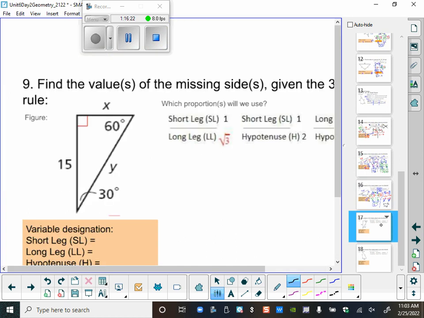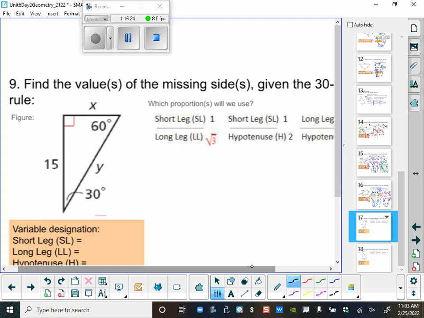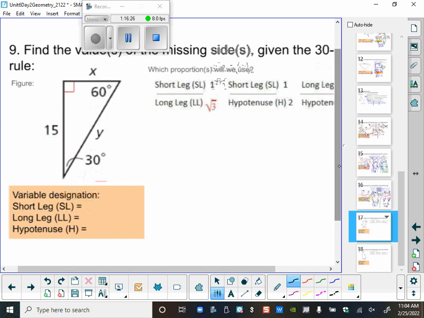All I'm going to ask is the following. For this slide, how are we going to identify what's what? Who can tell us what's what in this triangle? I see the hypotenuse will be y. Y is the hypotenuse. All right. Short leg. Hypotenuse. Long leg.